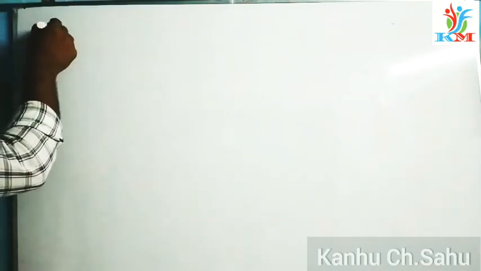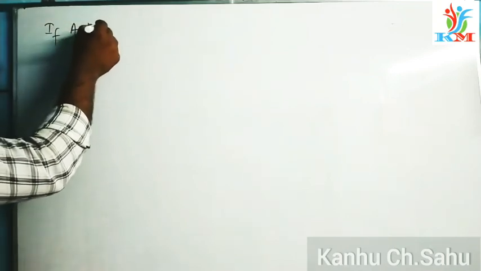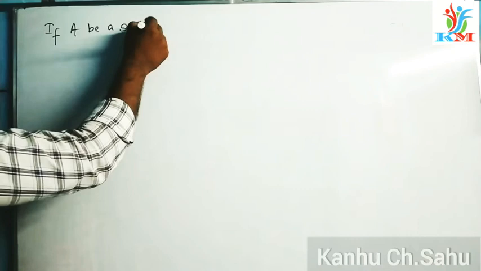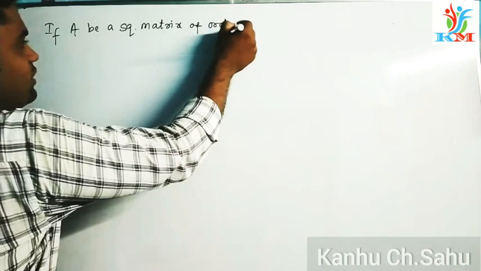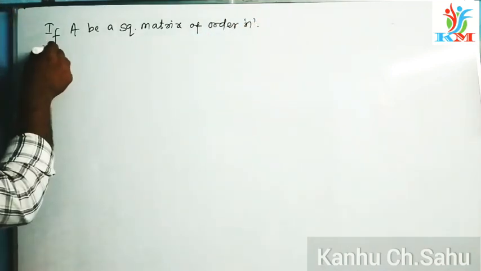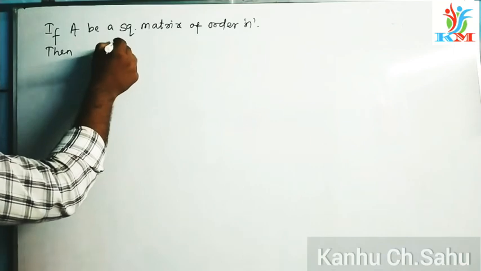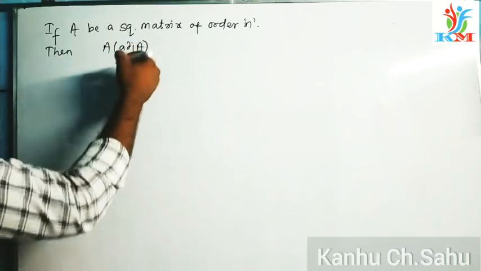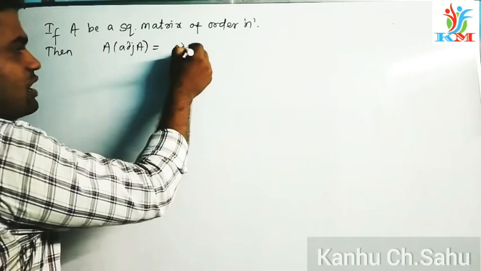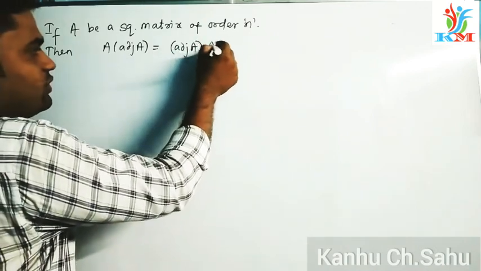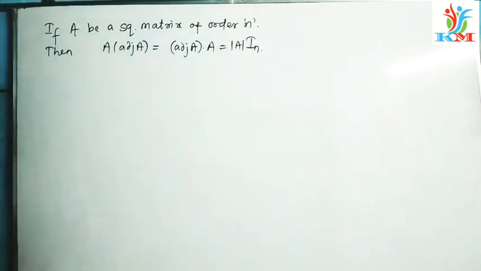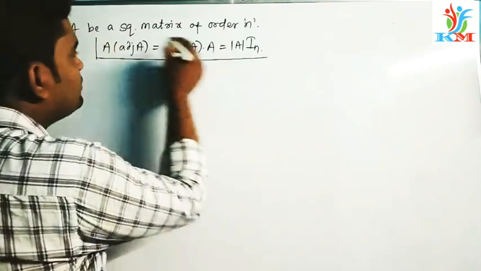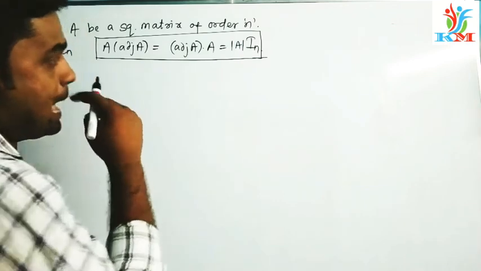If A is a square matrix of order n, then A multiplied with its adjoint is equal to adjoint of A into A, which is equal to determinant of A into In, where In is an identity matrix of order n. This is one of the most important properties that we studied in the last video.